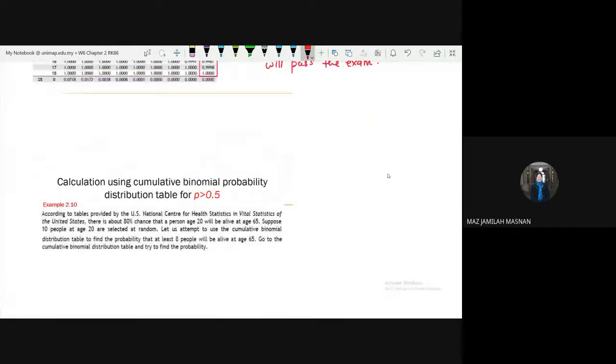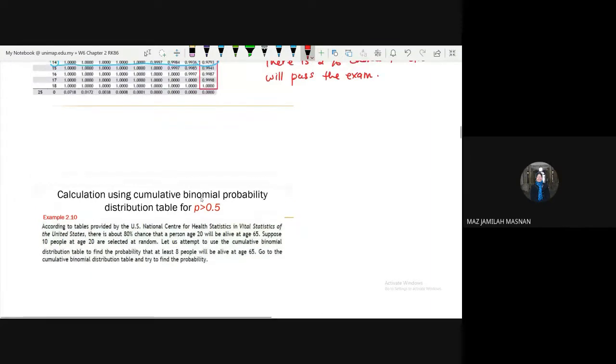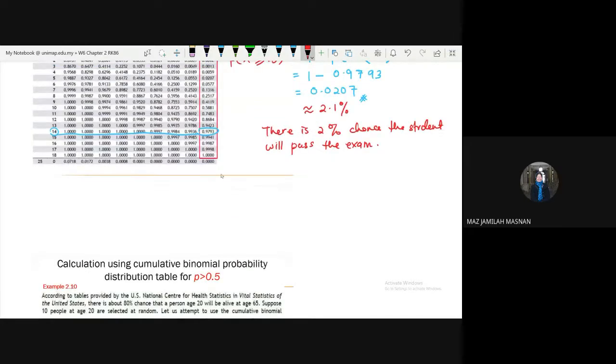Now, turn your textbook to page 52. I would like to simplify this part: calculation using the cumulative binomial probability distribution table for p greater than 0.05. Now, can you turn to your binomial table? The last page of your binomial table.